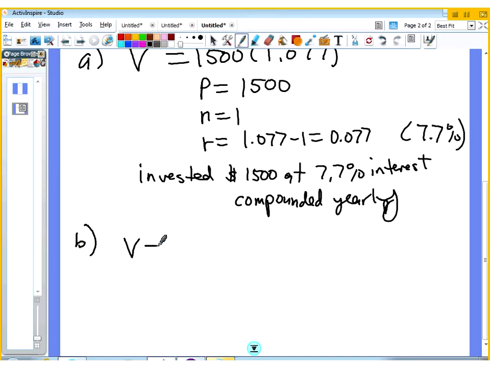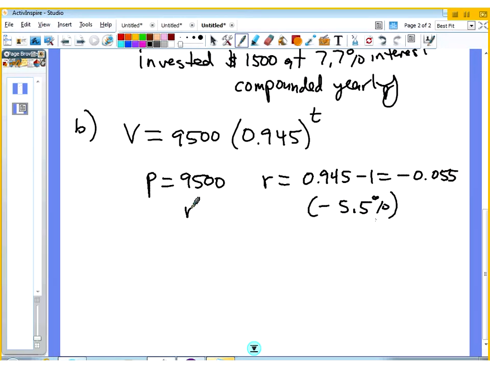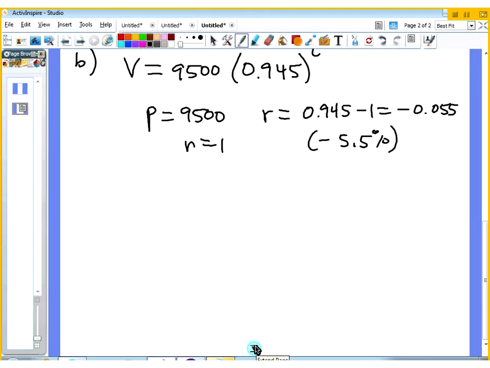Okay, part B, it gives us the value is 9,500 times 0.945 to the t. On this one, we can see the P is 9,500, the r is 0.945 minus 1, which is minus 0.055, or minus 5.5%, and the n is 1.